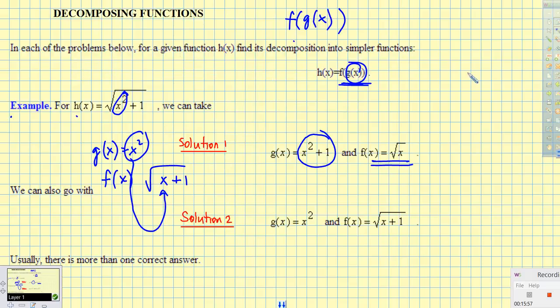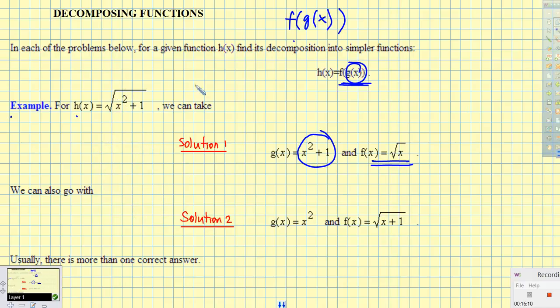Now, if we were going to look at this from another point of view, let's take a look at a couple of different solutions that we have here. What they've basically told you in the problem is, in each of the problems below, for a given function h of x, so h of x is your composed function.